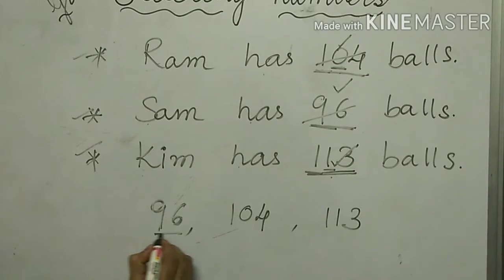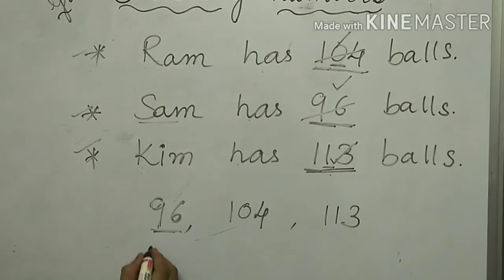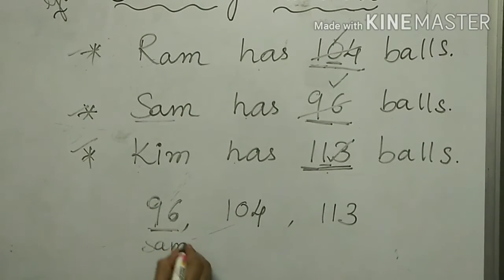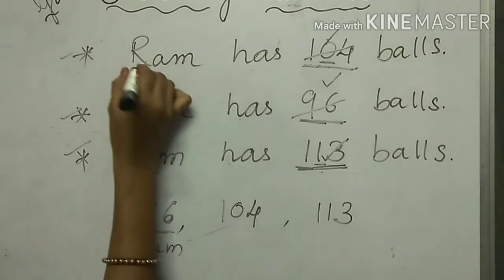Now who has 96 balls, children? 96. Sam. Sam has 96 balls. Who has 104? Ram.